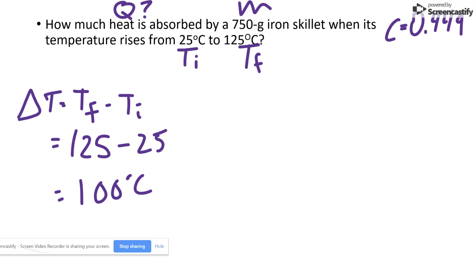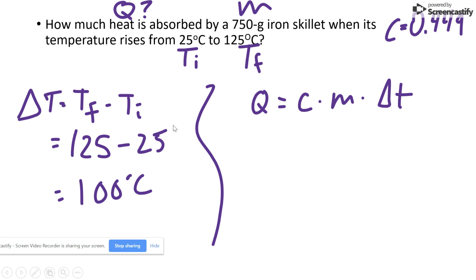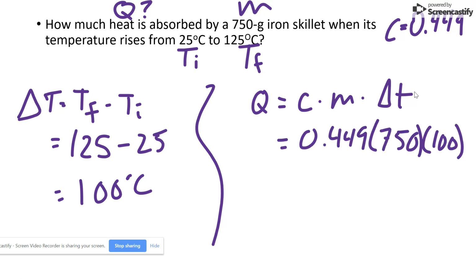So this means we can now move on to our specific heat formula. Q equals C times M times delta T. Again, I have flipped these two. It doesn't matter the order of them. You could write it in any particular order because you are multiplying them together. We know that our specific heat is 0.449. We know our mass is 750. And we know our change in temperature, which we calculated over here, is 100. So the amount of heat needed to increase this cast iron skillet by 100 degrees Celsius is 33,675 joules.